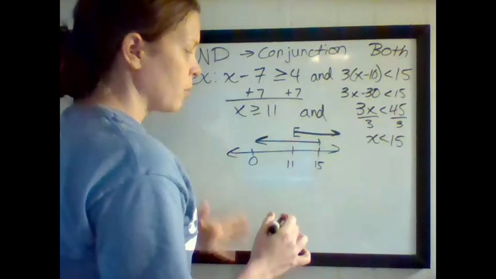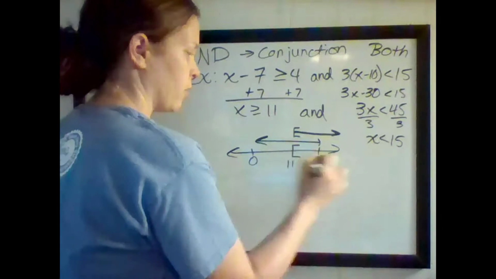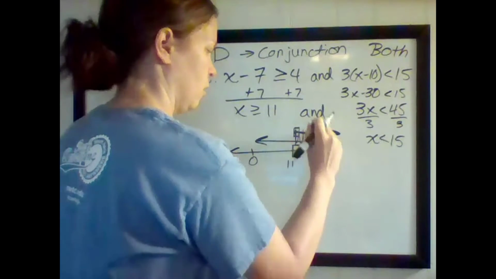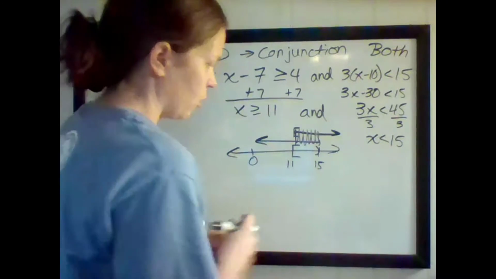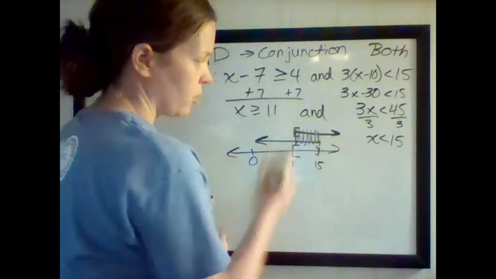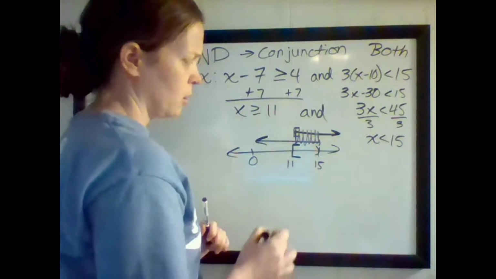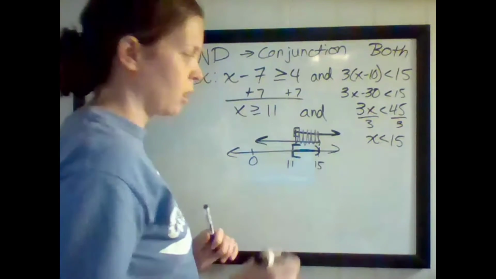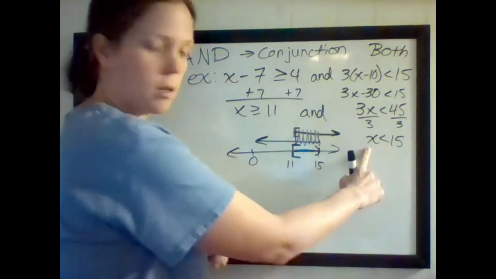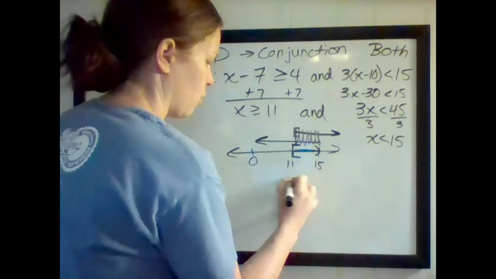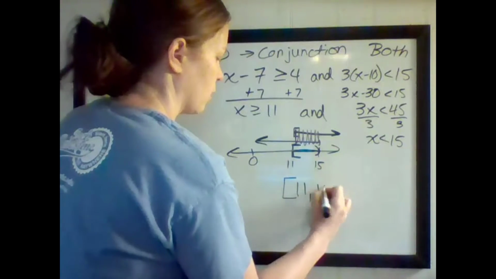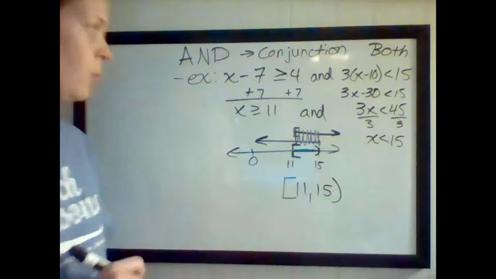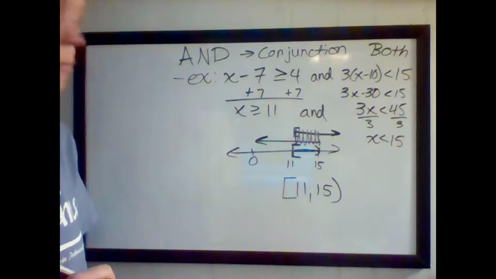This line has to be true, and this one too. The only time they're both true is from 11 to 15. It's the only time they intersect. Right in here, they both work. Just like the endpoints on the individual lines, we need to take that into consideration. So bracket 11, everything in between until I hit 15, but I don't want to include 15 because 15 is not included. My answer would be bracket 11, comma 15 parenthesis, from 11 to 15, including 11, not 15. That'd be my interval notation answer.